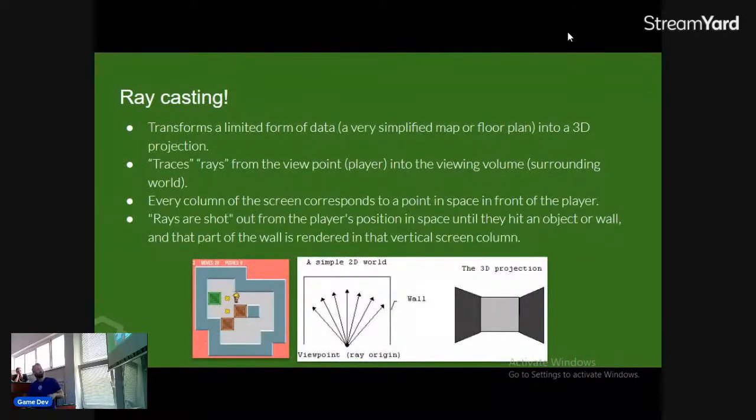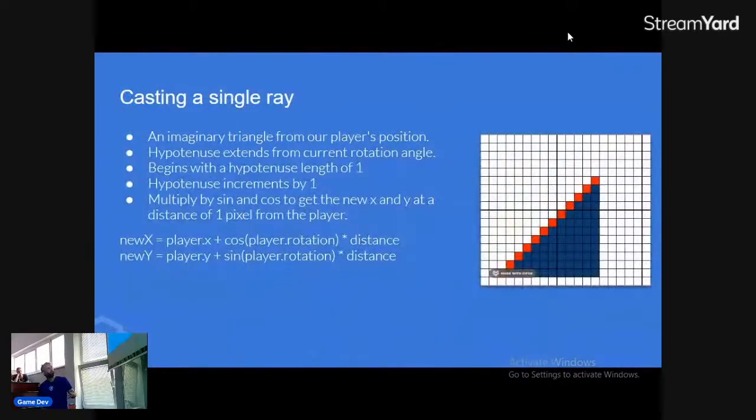So it's time to talk about raycasting. Raycasting transforms a limited form of data into a 3D projection. It traces rays from the player's viewpoint to the surrounding world. And each column of the screen, that's what we spoke about a minute ago, corresponds to a point in space relating to the player. So the rays are shot from the player's position until they hit something. I know this is all Chinese to you, and let's see what this means in a moment.